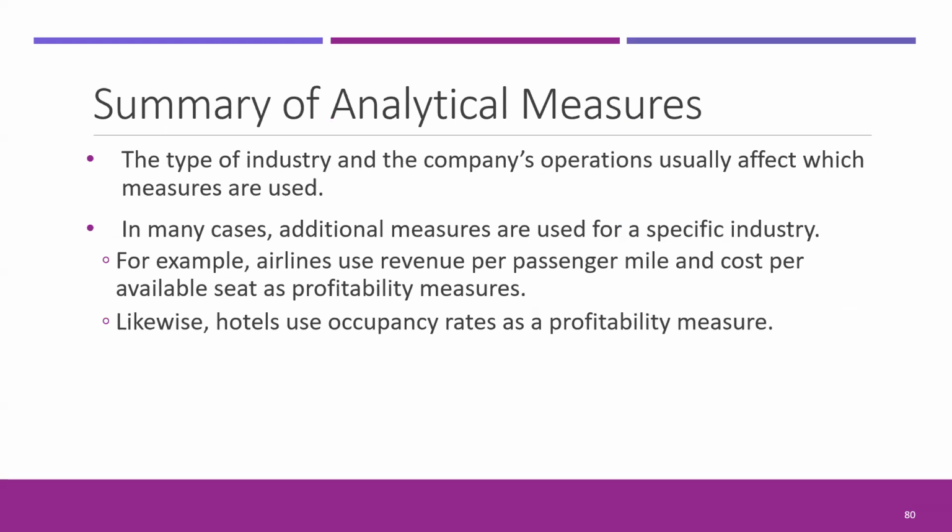So, once again, the type of industry a company is in highly affects what measures are used. For example, airlines use revenue per available seat mile, cost per available seat mile. Hotels use occupancy rates. Real estate, a lot of times we use cost per square foot, rent per square foot, things like that.